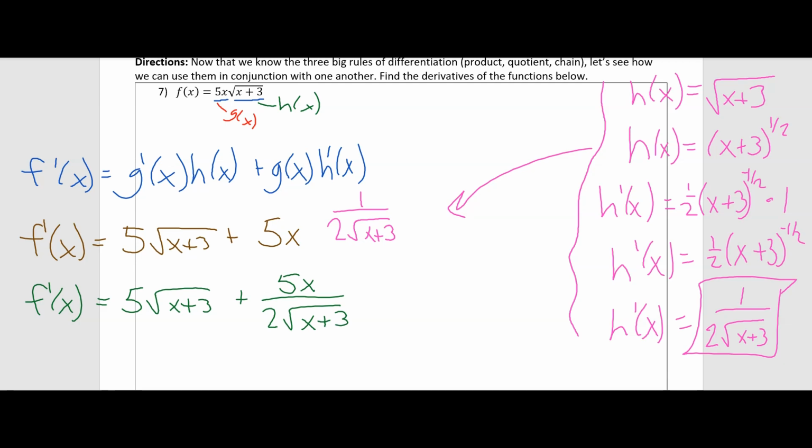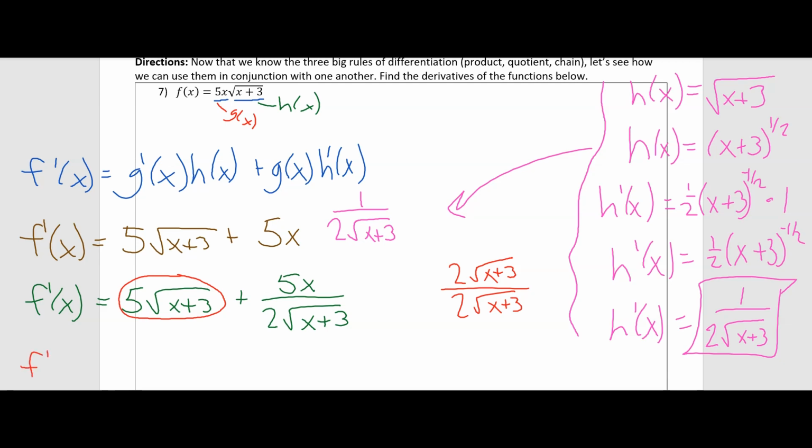Now, you may be asked to write this as a single fraction rather than two. It just depends on what your answer choices look like. So if we had to do that, we would just need to find common denominators. I would need to multiply this term right here by 2 times the square root of x plus 3 over 2 times the square root of x plus 3. Right? I need to have that 2 times the square root of x plus 3 as my denominator, which means I also have to multiply the numerator by that.